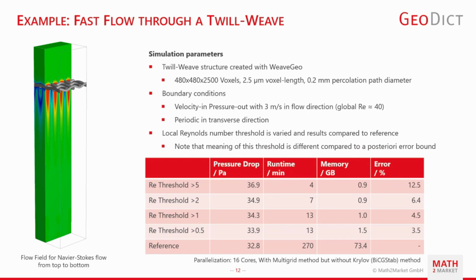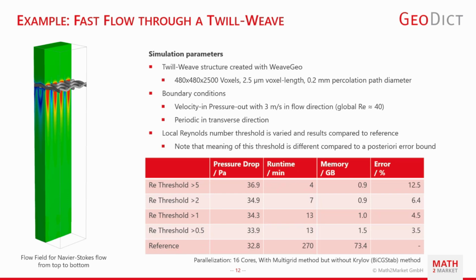We also applied this mesh refinement criterion to a more realistic example. Here we have a weave structure with high speed flow of 3 meters per second. Here the Reynolds number is 40. And the flow goes from top to bottom.